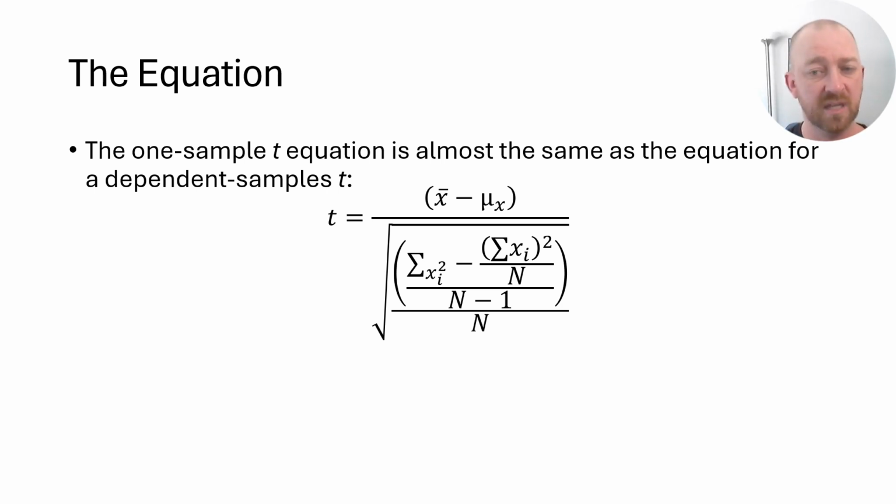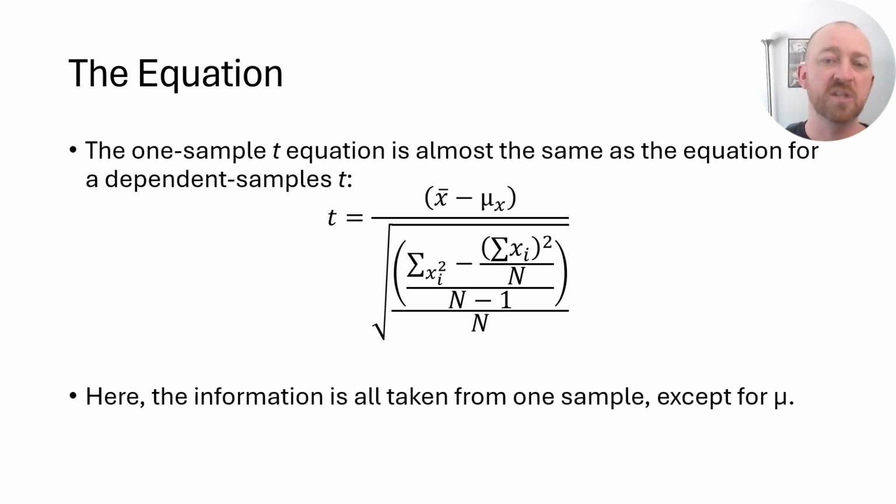This is very easy to get, and we get it almost the same way that we got it from the dependent samples equation. The major difference here is, of course, that we're obtaining all of this information from just a single sample. In other words, we're not calculating a difference score as we are in a dependent samples equation, and it's not two different groups like it would be in an independent samples equation. So the calculations here are actually quite a bit easier than in either of those others.